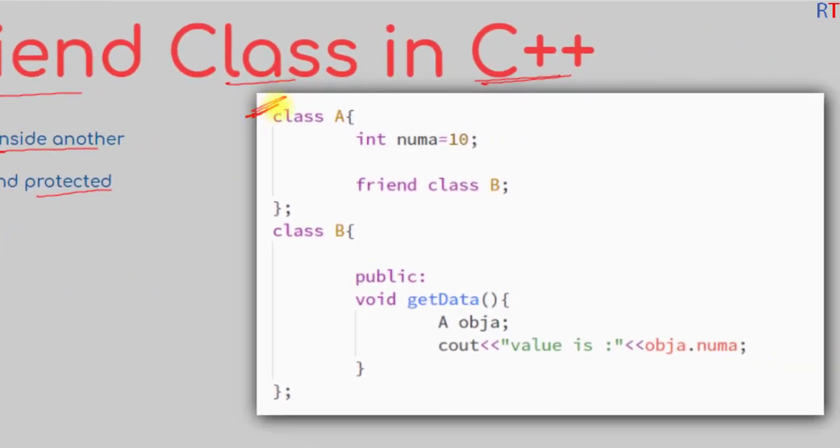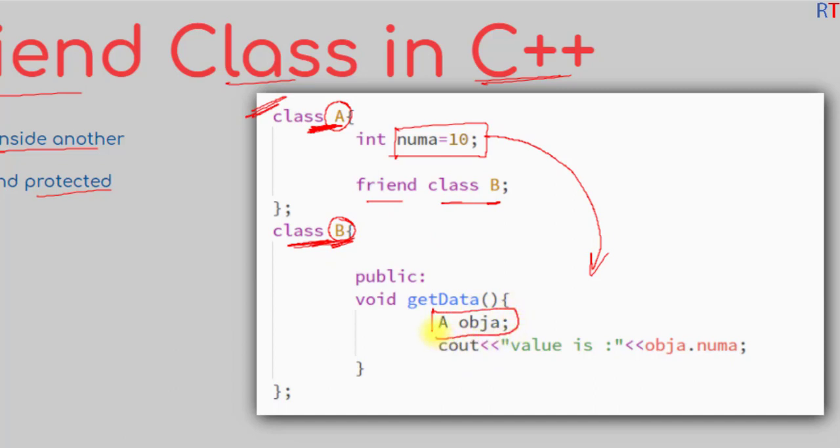As an example, we have one class A, and class A has one private data member, and we have another class B. Now if we want to access the private member of class A inside class B, then inside class A we have to declare friend class B, and this way class B becomes a friend of class A. Now inside class B we can create one object of class A, and we can use the object to access the private member of class A.